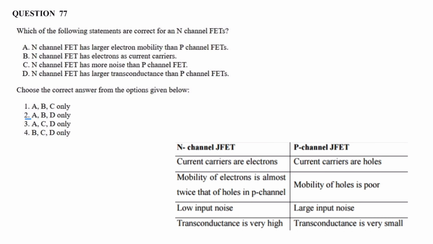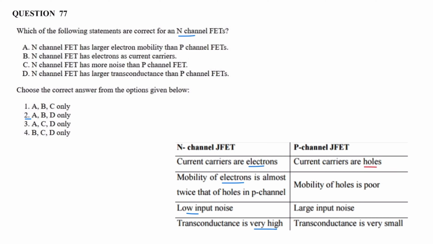Question number 77. Which of the following statements are correct for n-channel JFET? Let us see the comparison of n-channel and p-channel JFET. In n-channel JFET, majority carriers are electrons. In p-channel JFET, majority carriers are holes. The mobility of electrons is higher when compared to the mobility of holes. N-channel JFET has low input noise and transconductance is high.